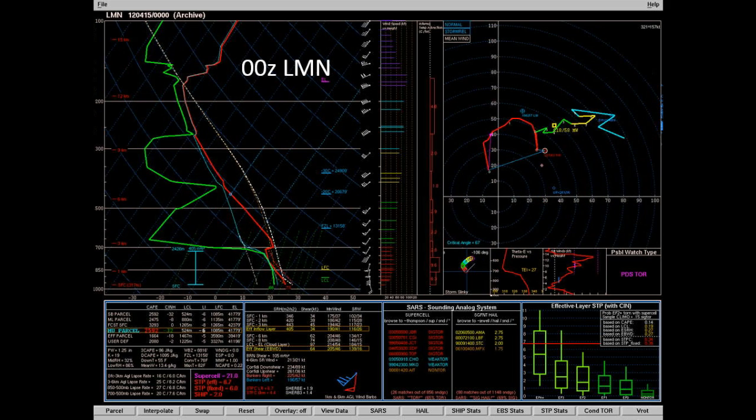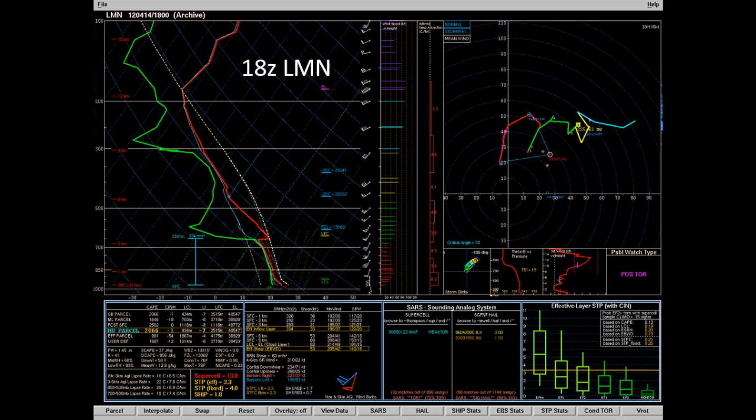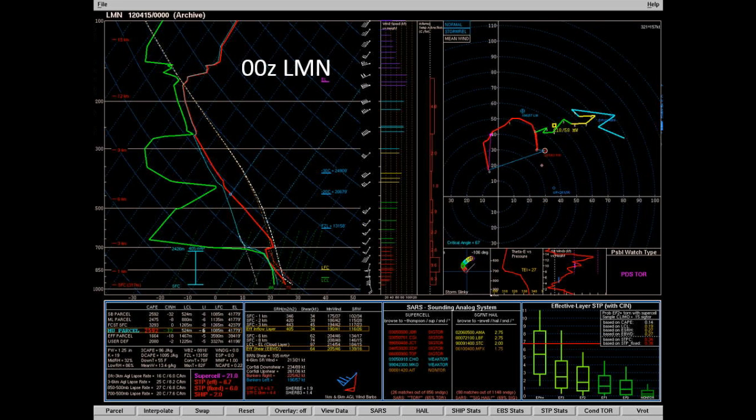What does this look like from 18 to 0Z? There's no large-scale ascent. So I think what's happening in the morning, we have strong warm advection on the north edge of the warm sector early in the day. We get past that, and then we're just bringing in the elevated mixed layer above that from the west-southwest. So in this case, there's no evidence at Lamont that there was strong large-scale ascent going on by 0Z.